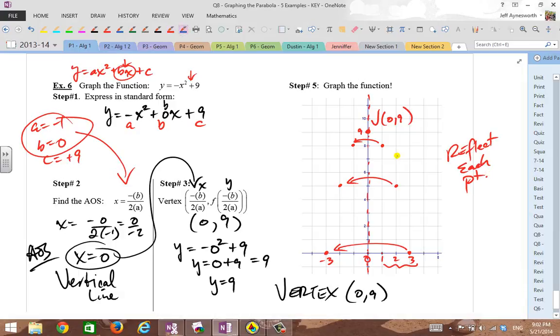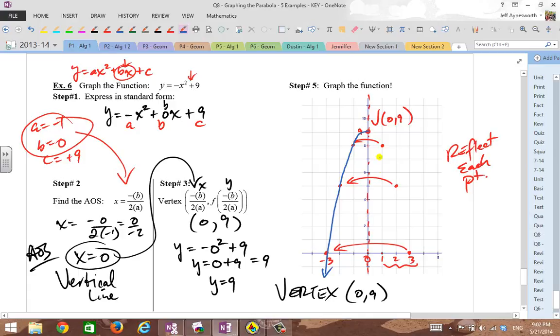graph your function. All right, and this parabola opens down, obviously. So this is going to represent more like a hill or a mountain versus a valley. All right, and mountains have peaks, right? And peaks are high points, and high points are maximums. All right, max for short, they're maximums.